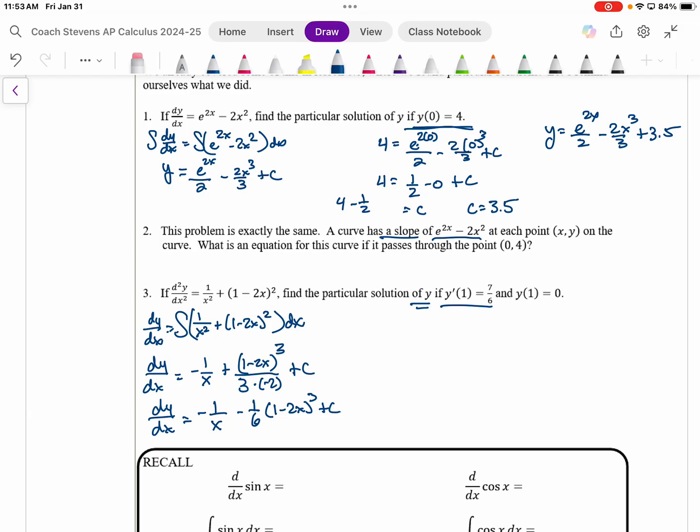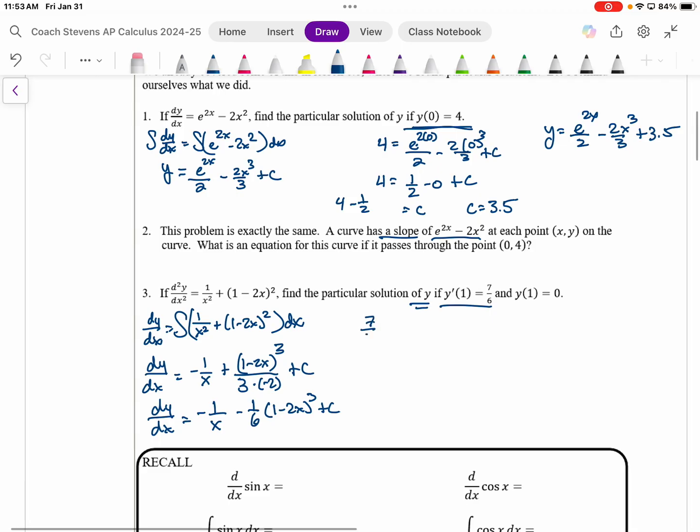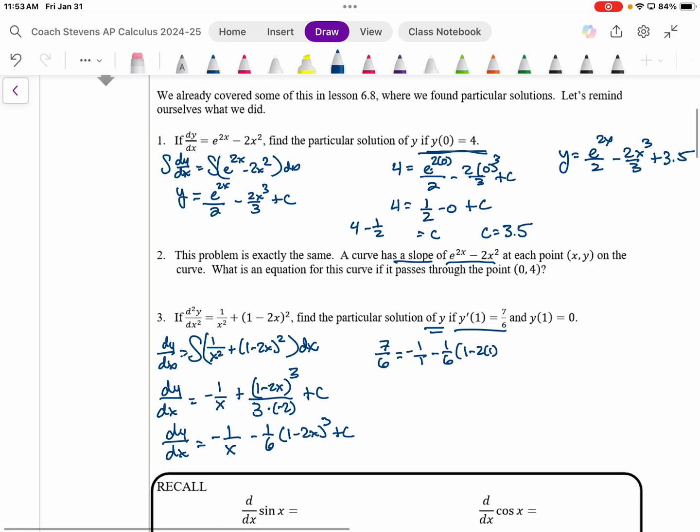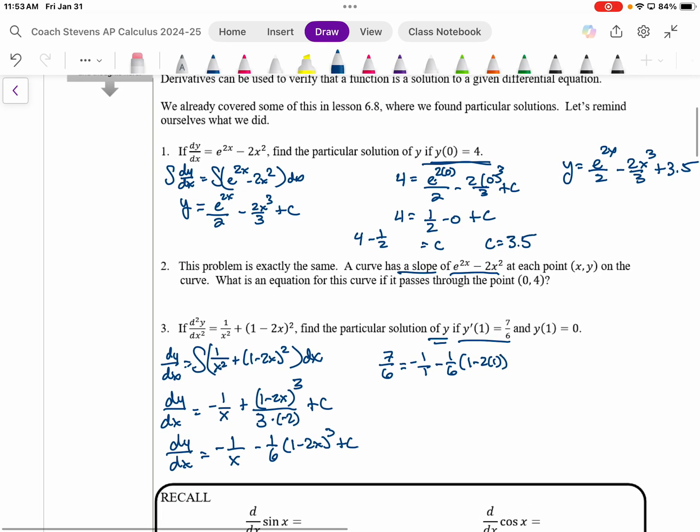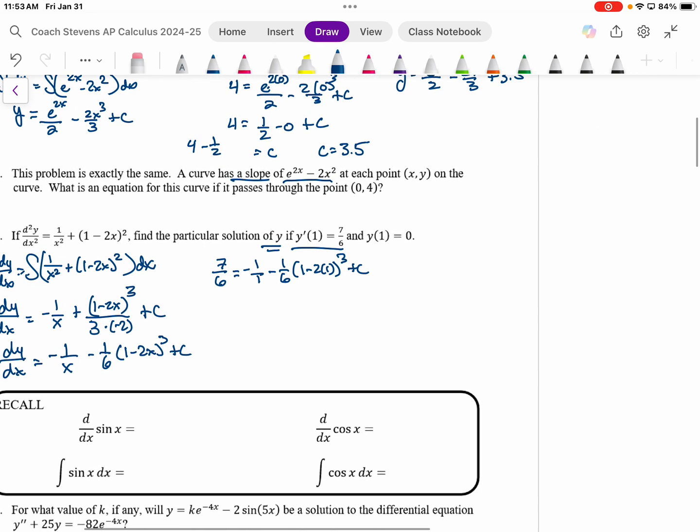I know that when 1 is put in for x, the answer is 7/6. So 7/6 is my answer when I do negative 1 over 1 minus 1/6 times 1 minus 2 times 1. That's being raised to the third power, and then plus c. So 7/6 equals negative 1.